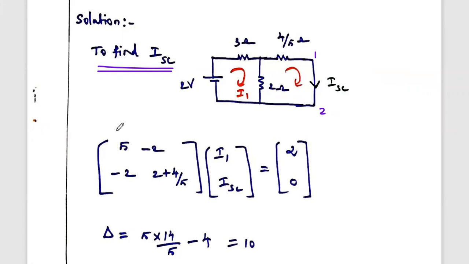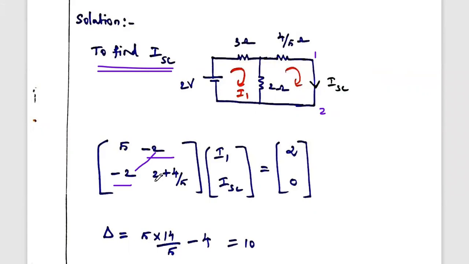Now, by the inspection method, we can directly write this matrix. This is R11. What is R11? Total resistance in the first loop. So 3 and 2, two resistances are available in the first loop, so 3 plus 2, 5. Then this is R12. R12 means the common resistance between loop 1 and loop 2. What is the common resistance? 2. The common resistance we have to write as minus, so minus 2. Similarly, this is R21. R12 and R21 values are equal.